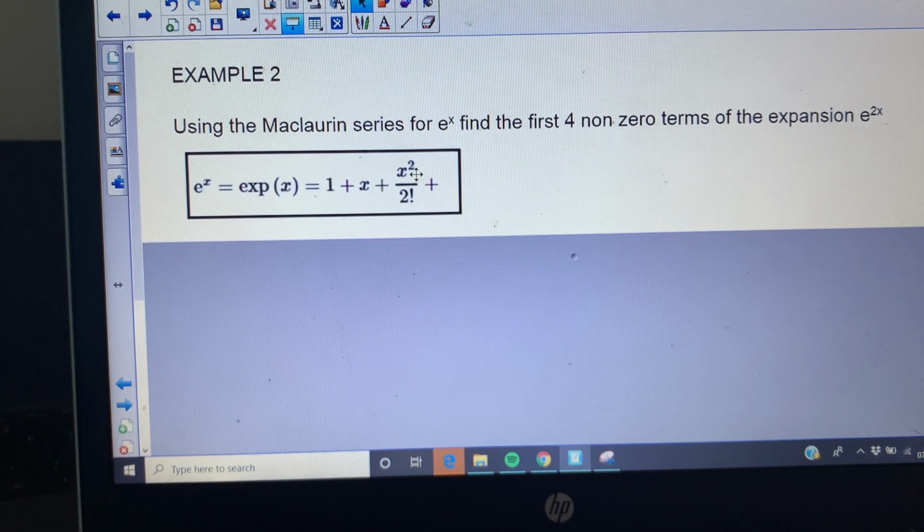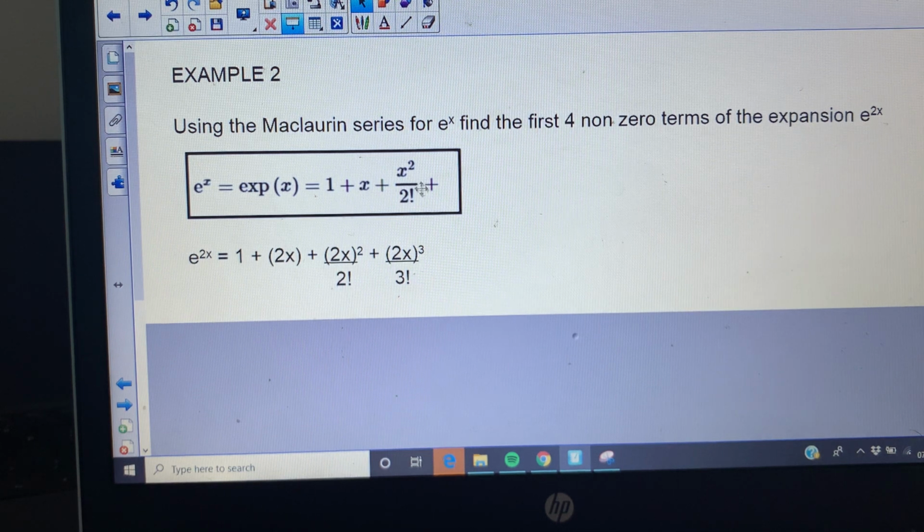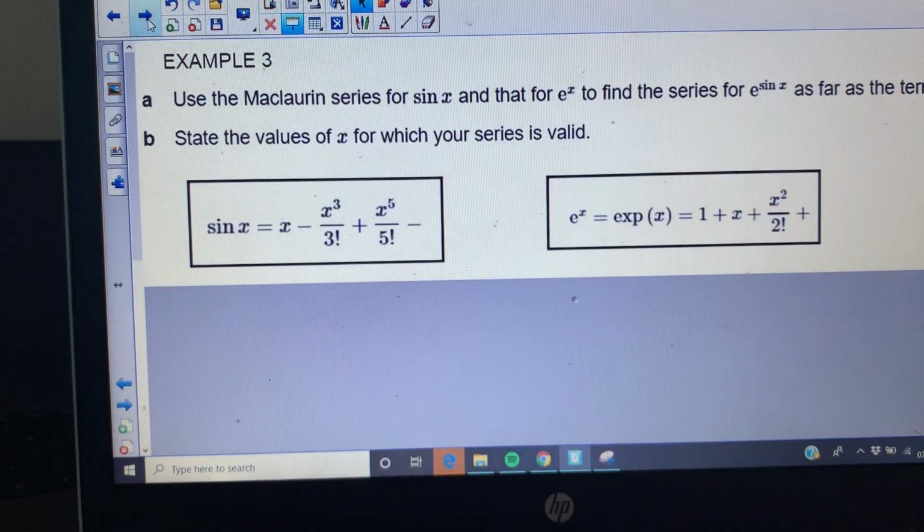The issue here is that it only goes up as far as the squared term, so you know the next one will be x cubed over 3 factorial. So you replace all those x's with 2x and then you work them out. There's your answer. Example 3, slightly harder.